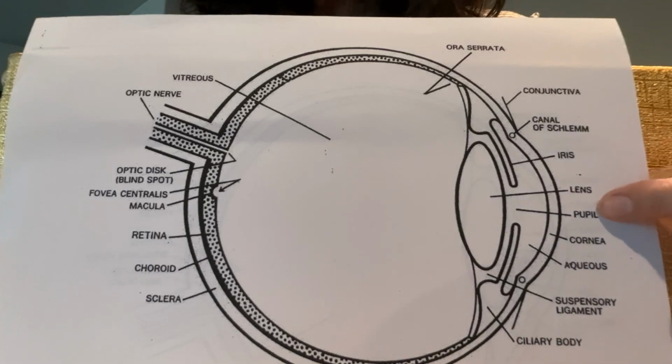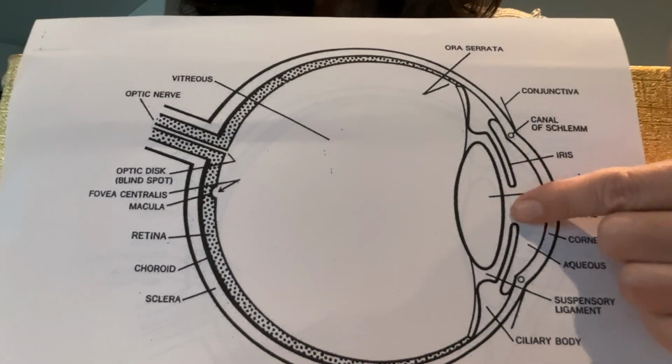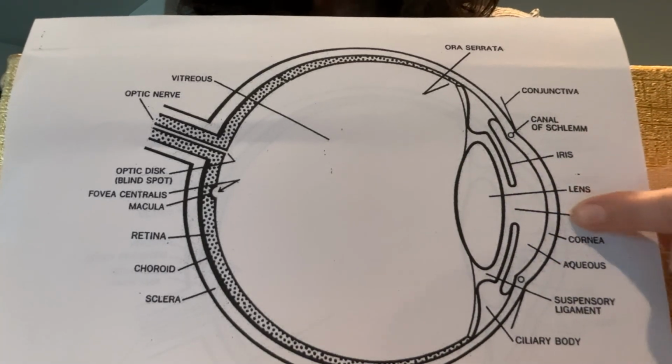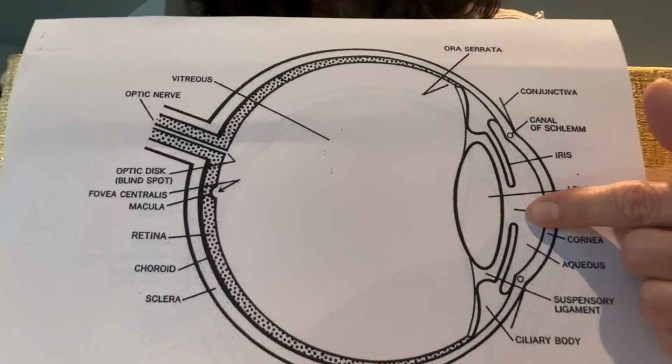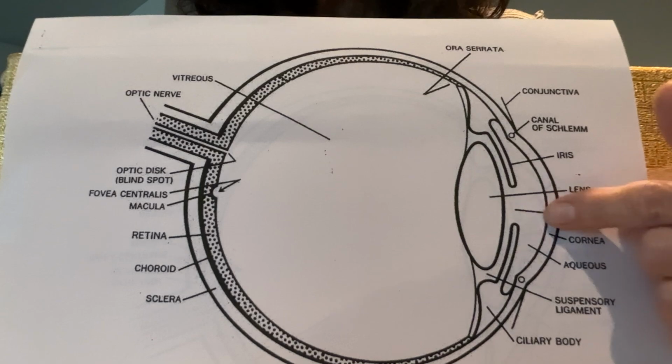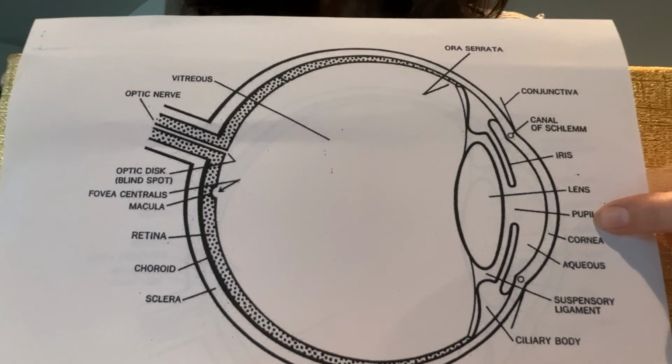Next, we have the pupil, right here in the center of the iris. The pupil is the round hole in the center of the iris through which light passes. This is not something that you can touch, and it looks black when you look at it.